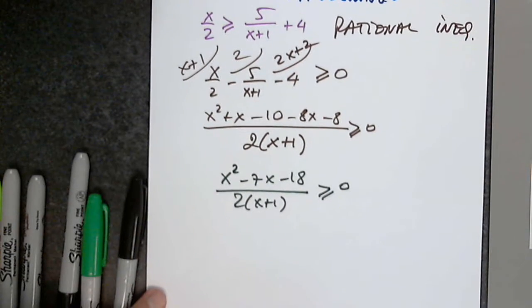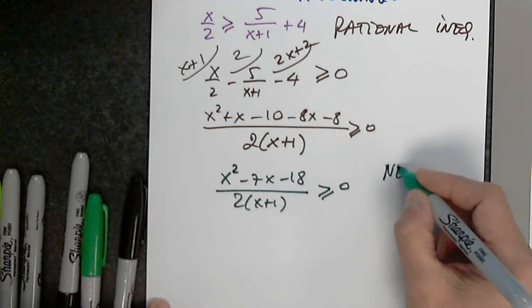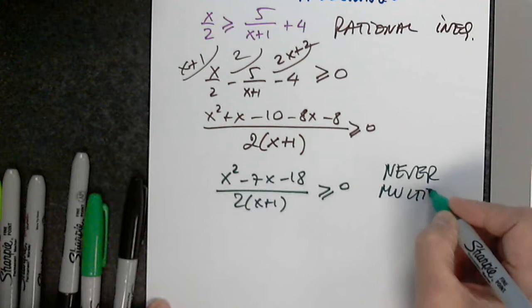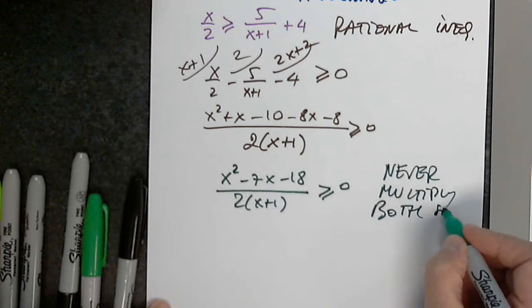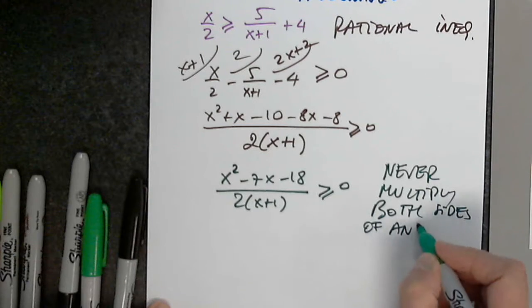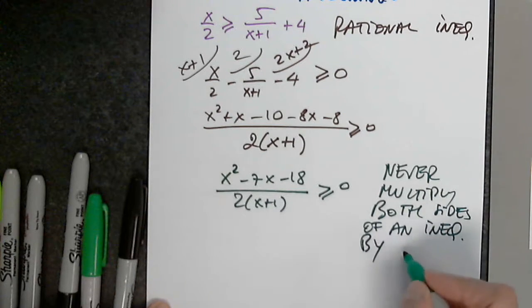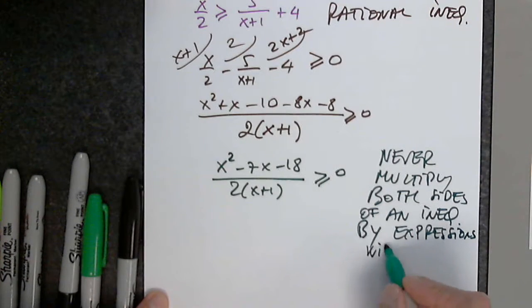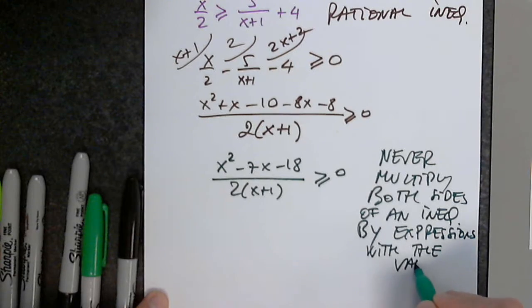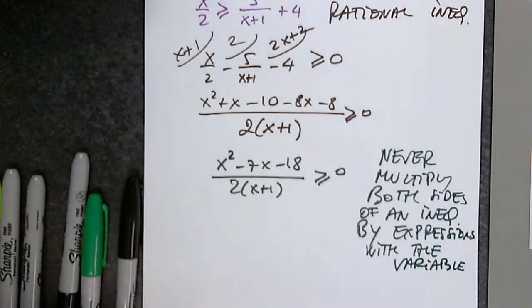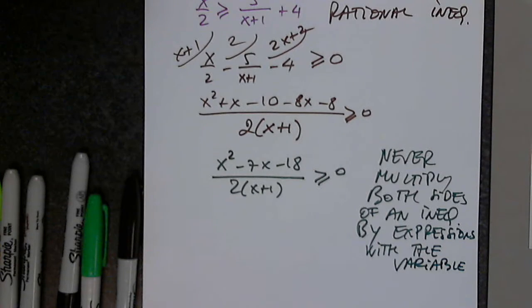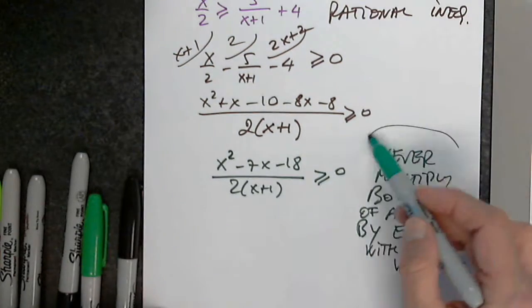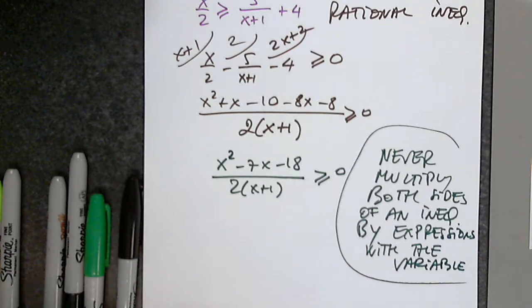Next step. Multiply each side by 2. Never. Never multiply both sides of an inequality by expressions with the variable. You don't know whether that's positive or negative, and you don't know when to switch the inequality symbol. We are never allowed. Never multiply both sides of an inequality by an expression that contains x, or the variable.